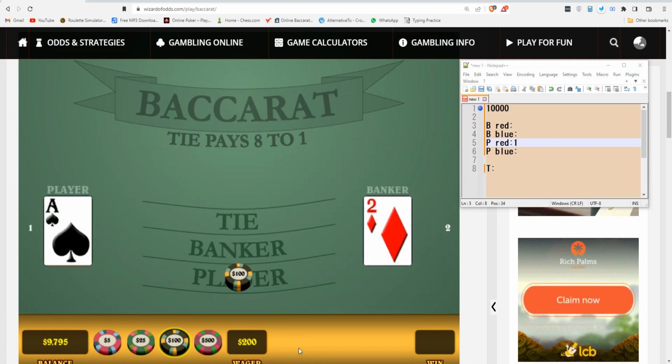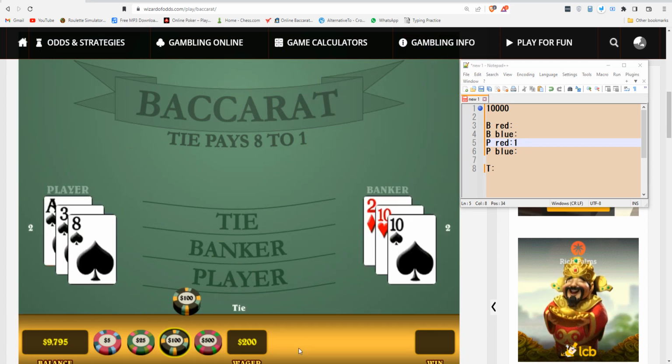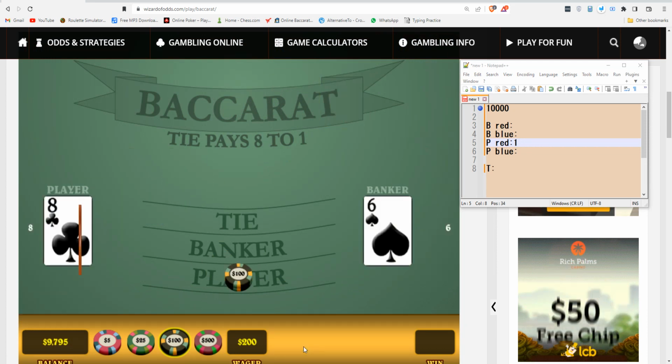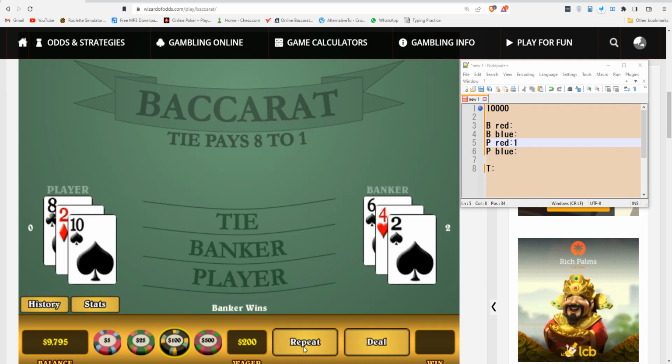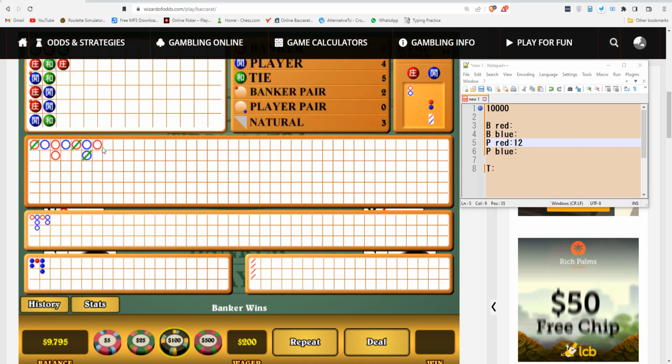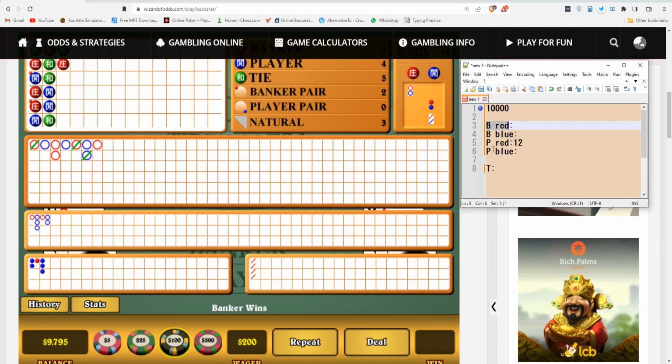It's a tie. Another tie. Okay, it's a loss, so I have a loss here for the P red. Go to banker instead. Now I go back to the B red. I need to bet B red.